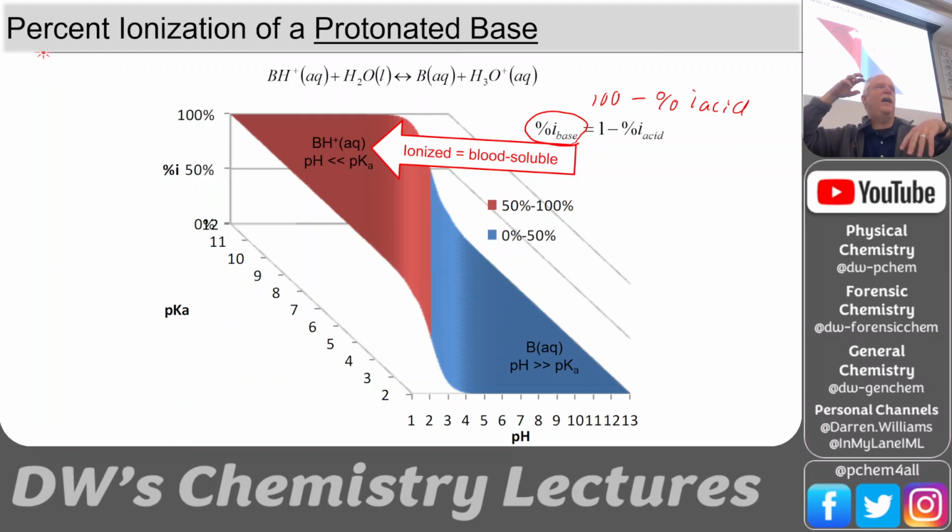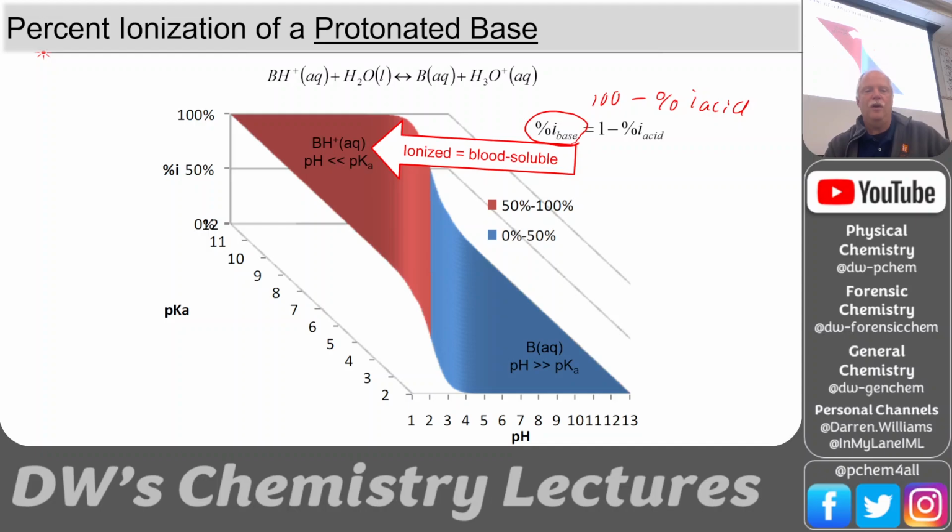It's because for the base, it's the reactant that's ionized. For the acid, it's the product that's ionized. So this is kind of like percent product. And so since it's the reactant that's ionized, we take 100% minus that number. And that'll tell us how much of a base is ionized.